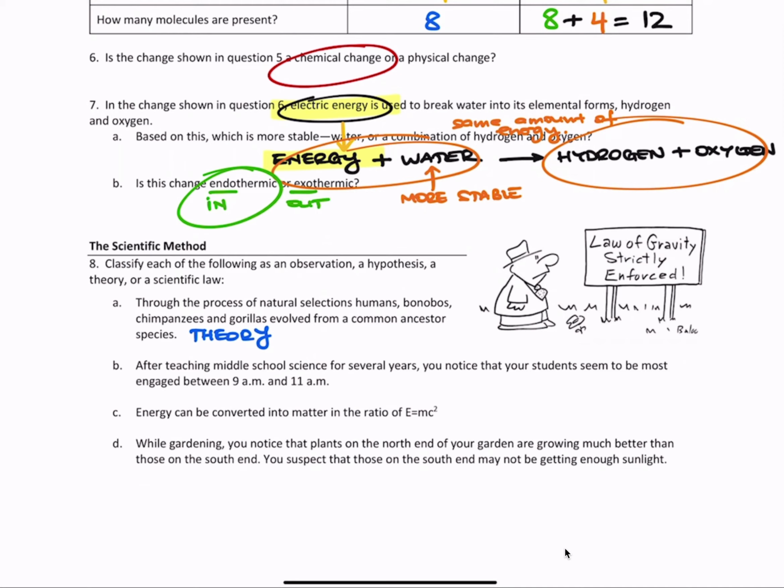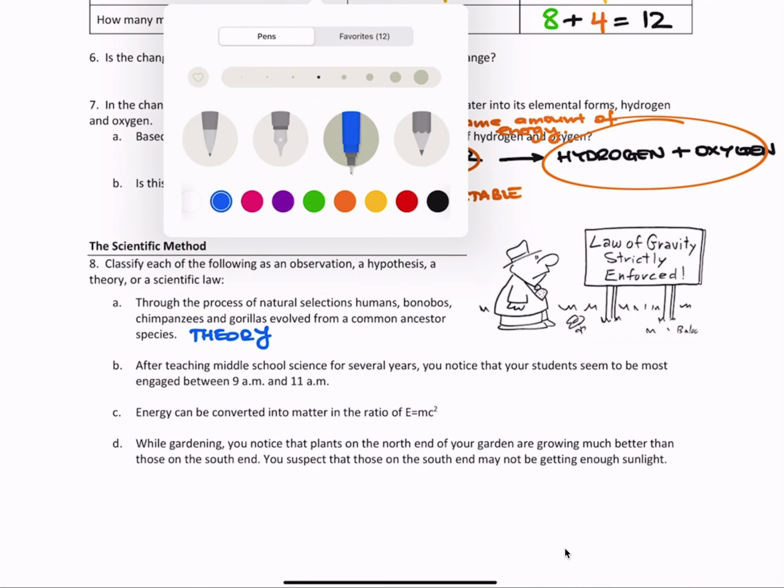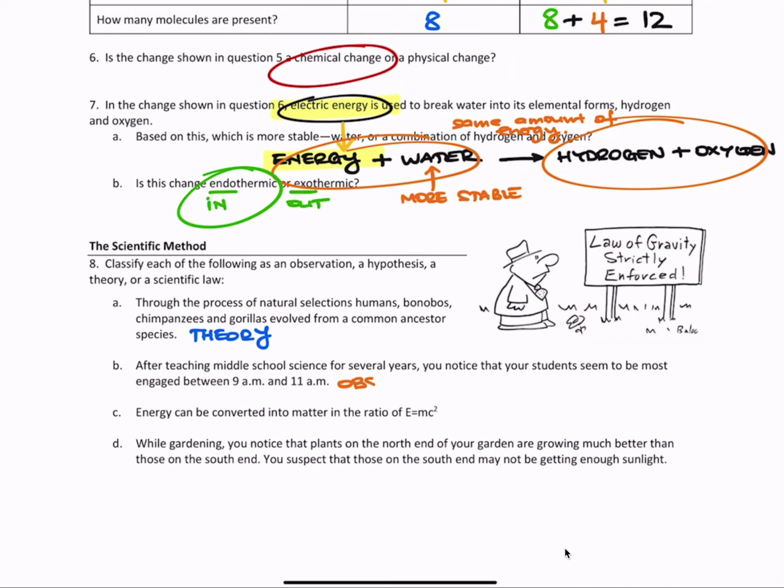After teaching middle school science for several years, you notice that your students seem to be most engaged between 9 a.m. and 11 a.m. So it's a fact that you have observed, okay? You have noticed a pattern. You don't have an explanation for this pattern yet. There's nothing that's going to tell you that this will happen every year, okay? But it's a fact, okay? So we call this an observation. You observed, you noticed what happened.